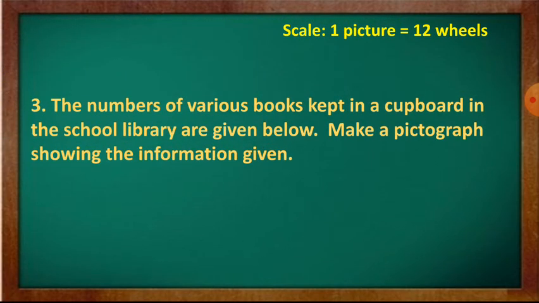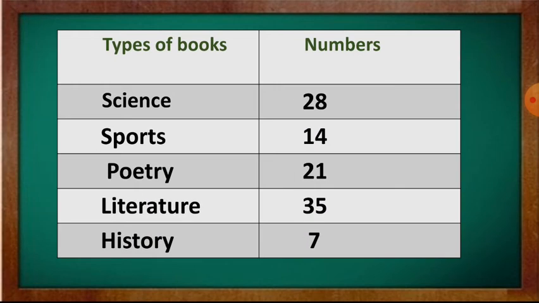Question number 3. The numbers of various kinds of books kept in a cupboard in the school library are given below. Make a pictograph showing the information given. Now this is the information given, types of books and number of books in the school library. Now science, how many books were there? 28. Sports, 14 books. Poetry, 21 books. Literature, 35 books. And history, 7 books.